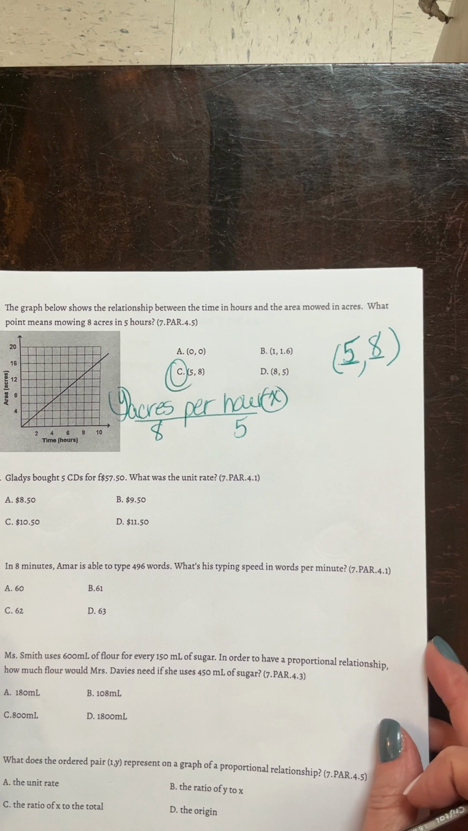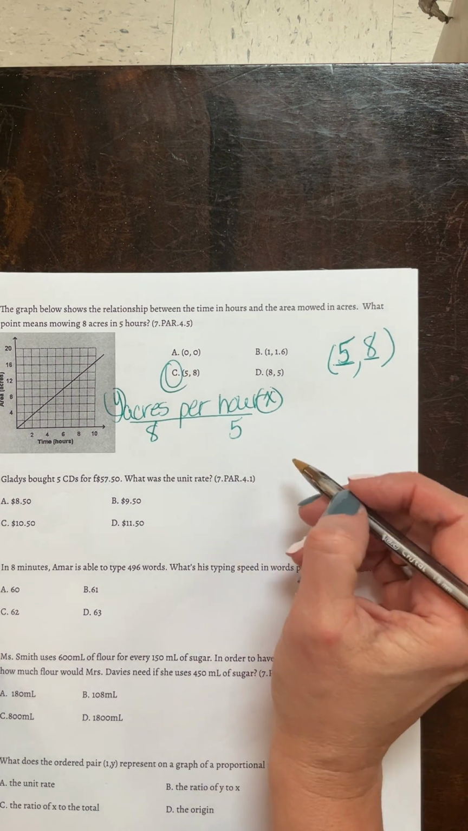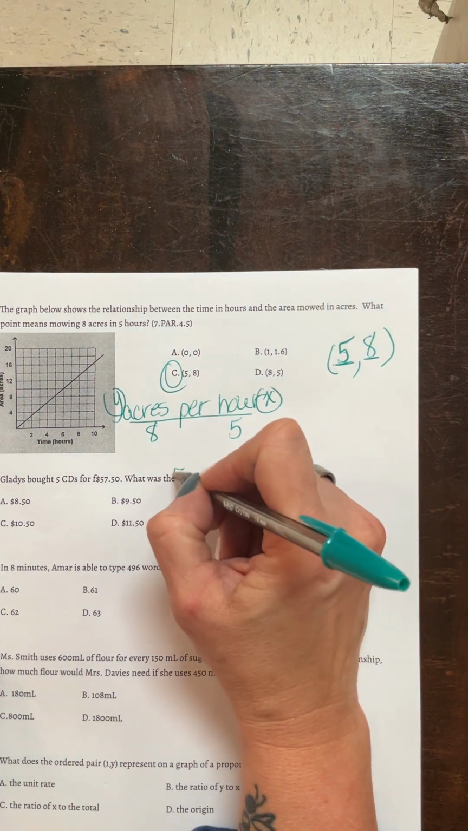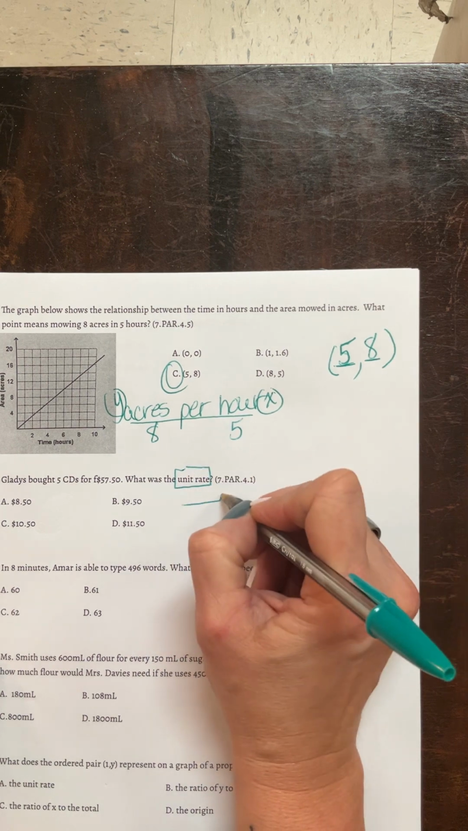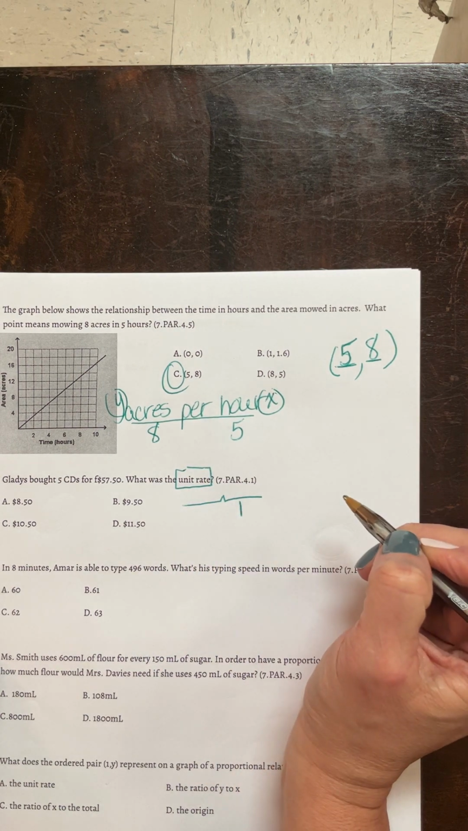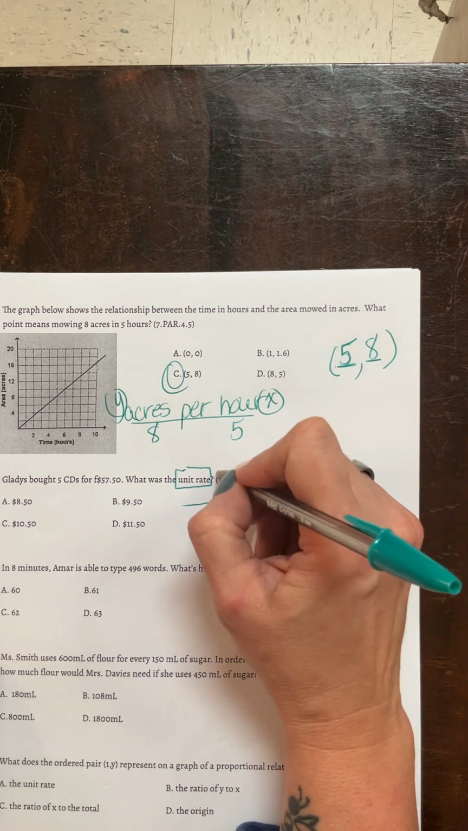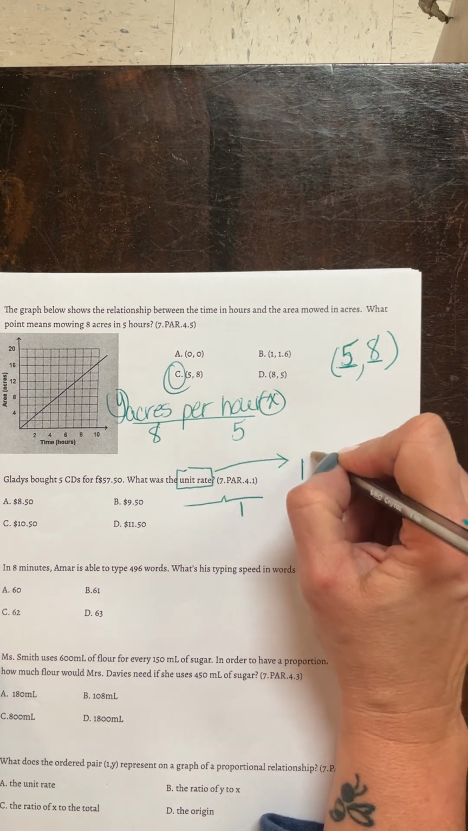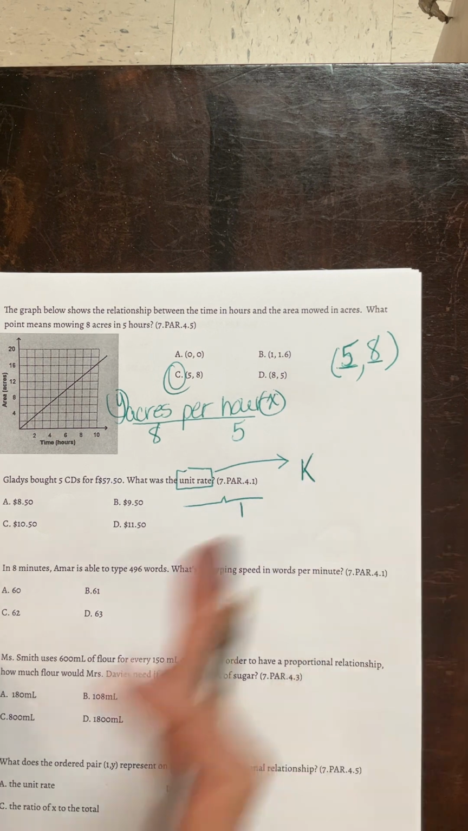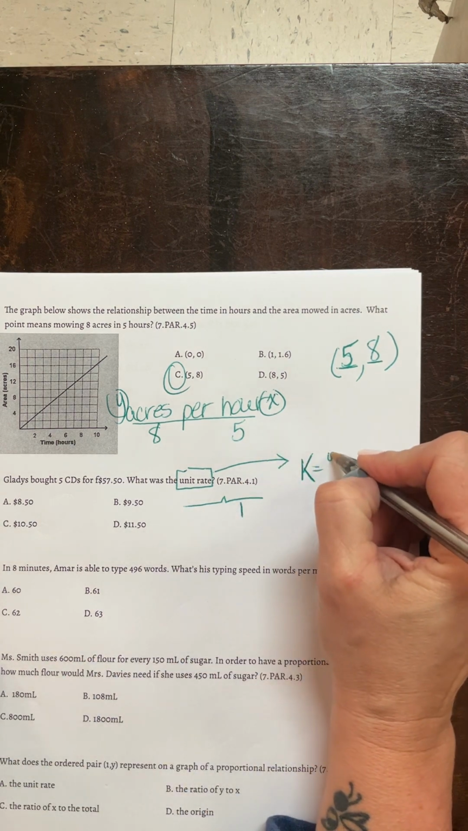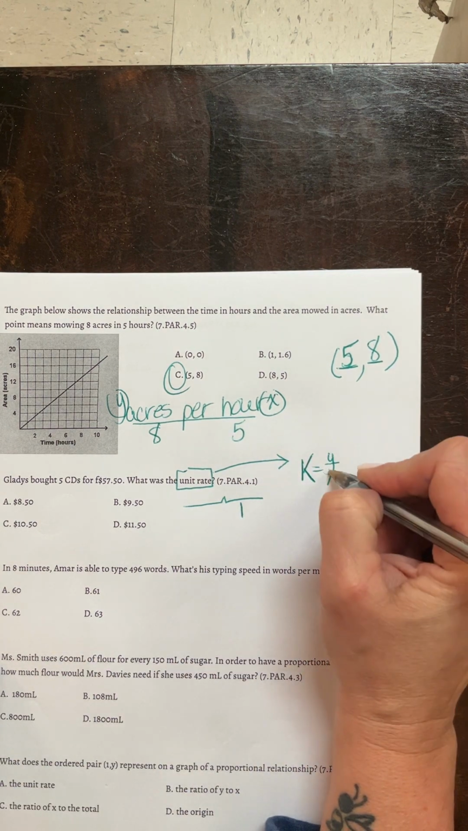Gladys bought 5 CDs for $57.50. What is the unit rate? Well, we could set up our bridge map, put our 1 right there. Or unit rate is K. K is unit rate, which is Y over X.